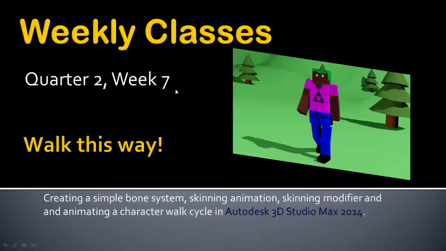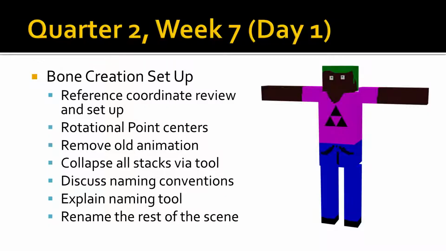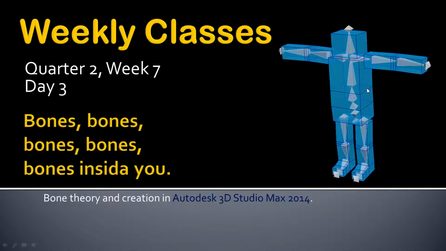All right, welcome back to Q2 Week 7 Walk This Way. This is actually day 4 of our series for this week. First day, we set up the mesh. Second day, we made sure that the mesh is going to work better, but we forgot to do his belly. So we ended up doing that on day 3. On day 3, we added another loop in the belly, and then we added all the bones.